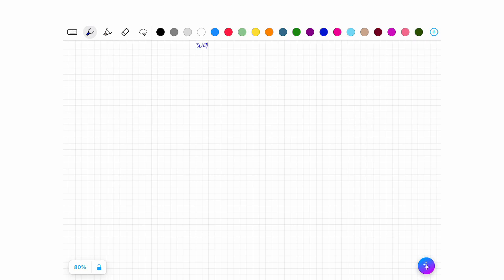Hola clase. Today we are going to see how to work with logarithms, especially in equations. So before that, I need to know first the concept of a logarithm.